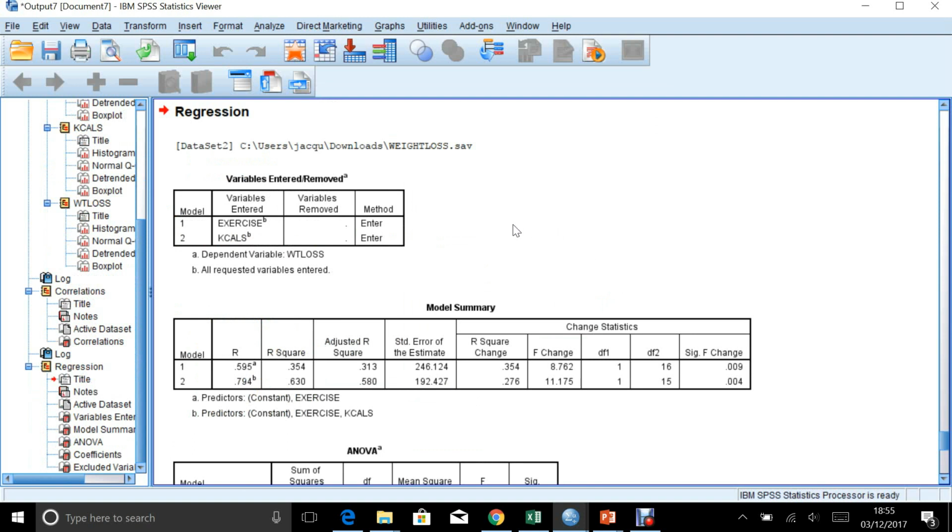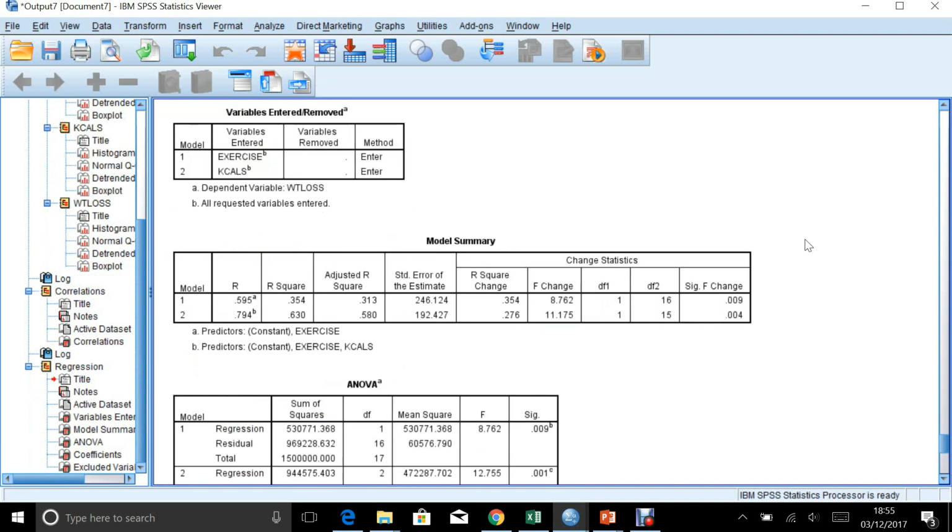So the first thing we look at is the order in which we enter the variables: exercise first, food intake second, and then the model summary table. What I'd like you to report is the R-square, which is the variance explained by both variables together. That's 63% of the variance, adjusted to 58%. Remember, the adjusted R-squared is a more conservative estimate of what the R-square value is.